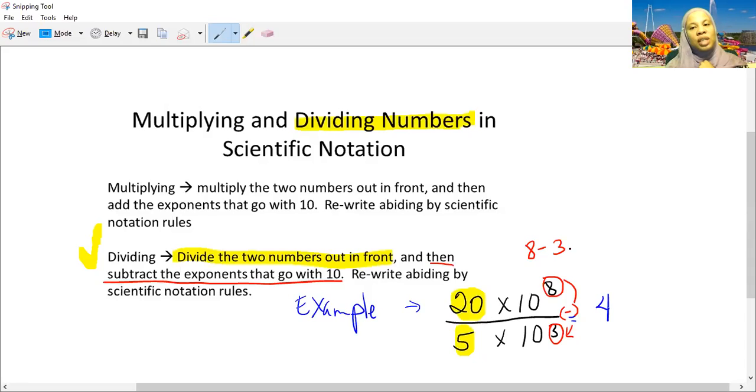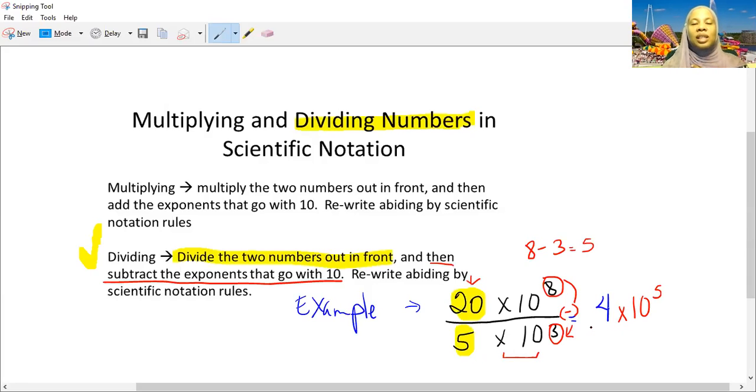Okay, so 8 minus 3 is 5. So we have 4 times 10, remember, scientific notation, to the 5th power. And that's all you do. You divide the first numbers, you bring over your times 10, and then you subtract your exponent. So 8 minus 3 is 5. So it's 4 times 10 to the 5th. And that's how you do that.